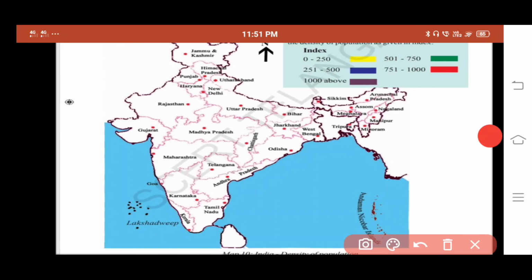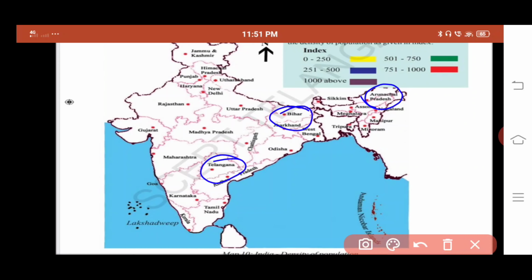the highest population density rate is there in Bihar. Okay, how much is it? 1102. The lowest population density rate is there in Arunachal Pradesh, that is 17. Okay, and our Telangana, its population density rate is 307. So likewise here different states are having different population density rates.